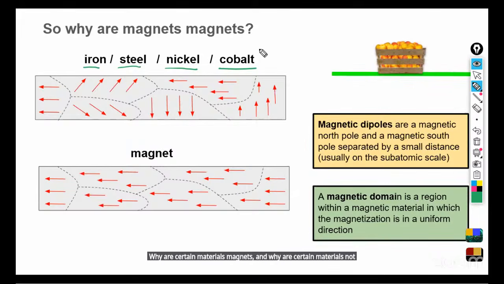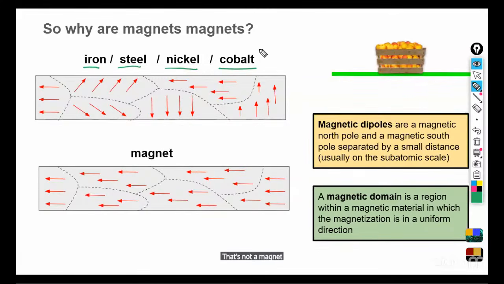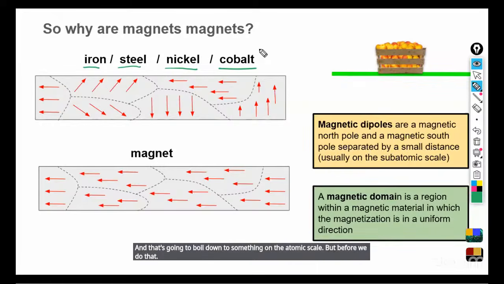Like if you hold a straw or a pencil or a piece of plastic in your hand, that's not a magnet. Why? And that's going to boil down to something on the atomic scale. But before we do that, let me explain something with forces. You all know a force is a push or a pull. Some people are stronger. They can push or pull someone harder.